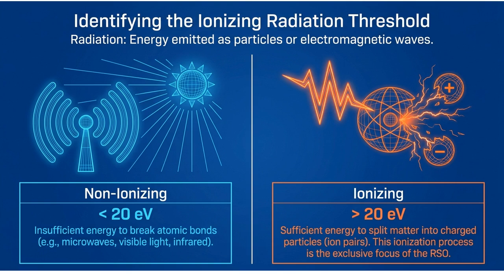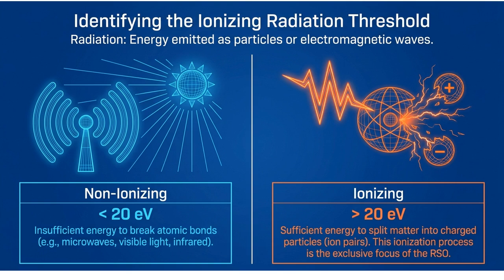Identifying the ionizing radiation threshold. To begin, let us define radiation. It is energy emitted as particles or electromagnetic waves. We categorize radiation based on an energy threshold of 20 electron volt.